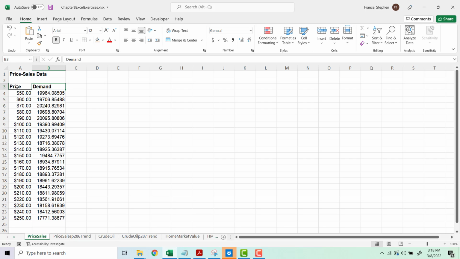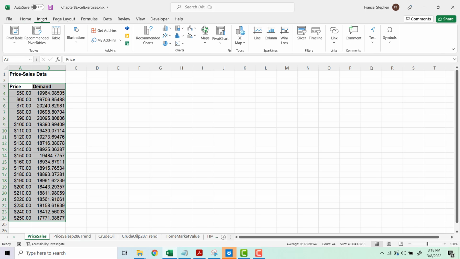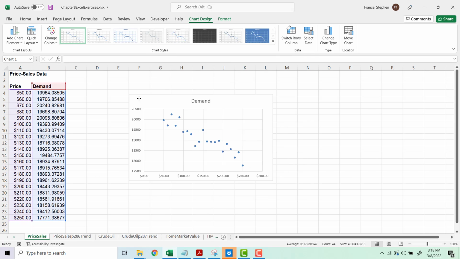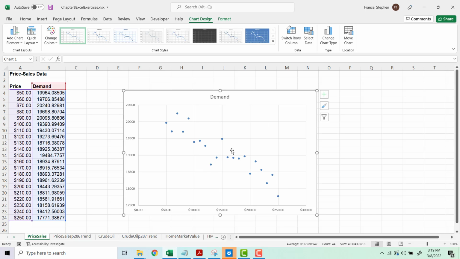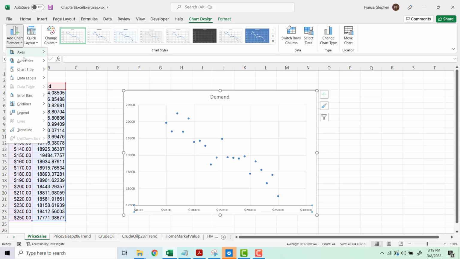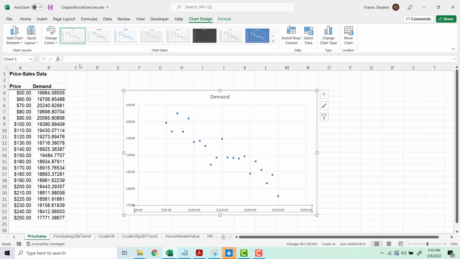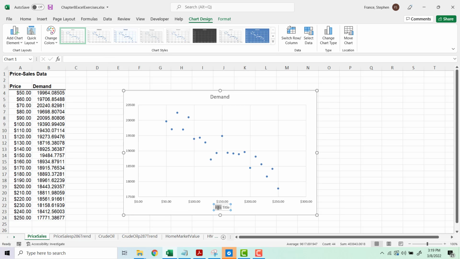So let's plot this relationship. And we can do this with the scatter plot that we did before. So let's just select everything, insert, and we're going to insert a scatter plot. And we're going to have price on the x-axis. So let's just go to add chart element, axis titles. We're going to call it the price.